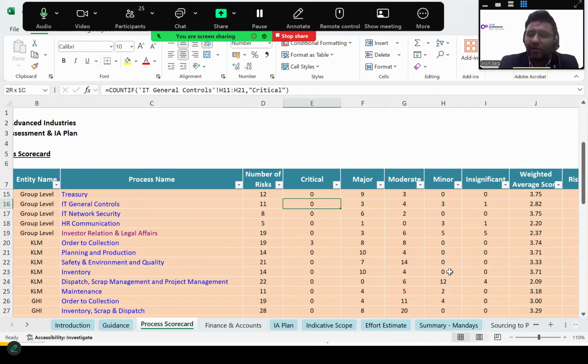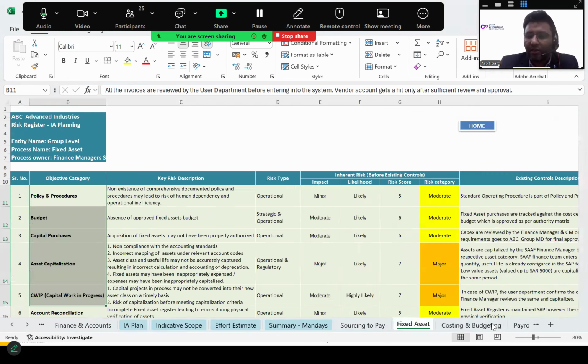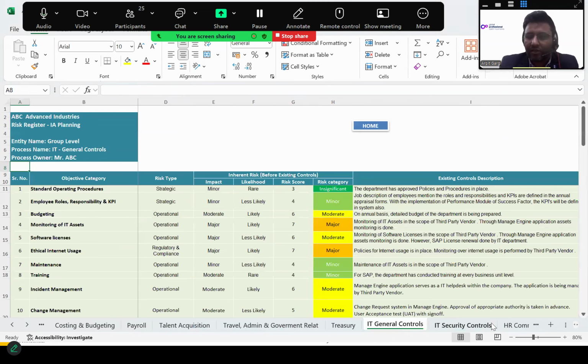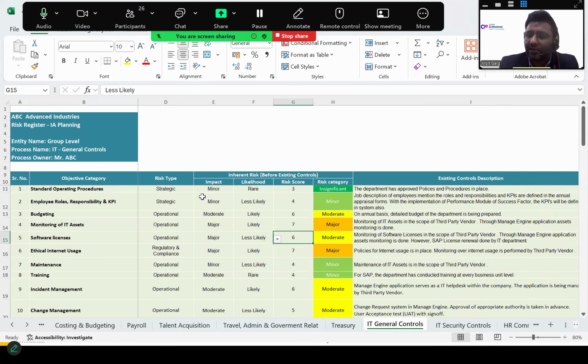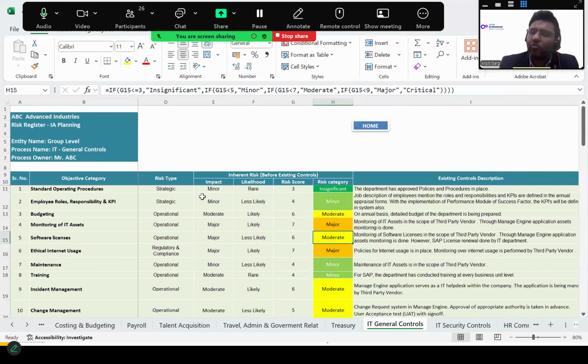Let's take an example here in this ITGC. While we have rated these as major, minor, moderate, there are certain areas, like software licenses. It says this is less likely, but let's say there could be fraud here, like unauthorized licenses can be taken and all. And if you see that, then overall you can put up the risk category as critical.